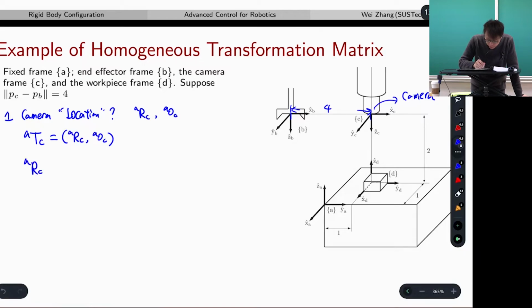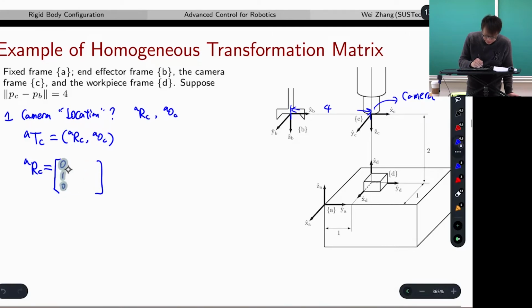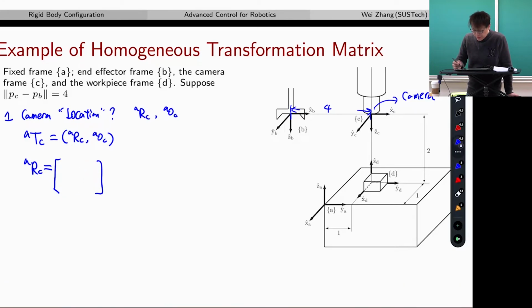RCA equal to 0, 1, 0, 1, 0, 0, 0, 0, -1. Well, I can directly write it. I'm not sure whether you feel okay. RC is the orientation of C frame. Let me start over again, okay? Let's say RCA. So then, how do you write it down? RCA. What's the first column?